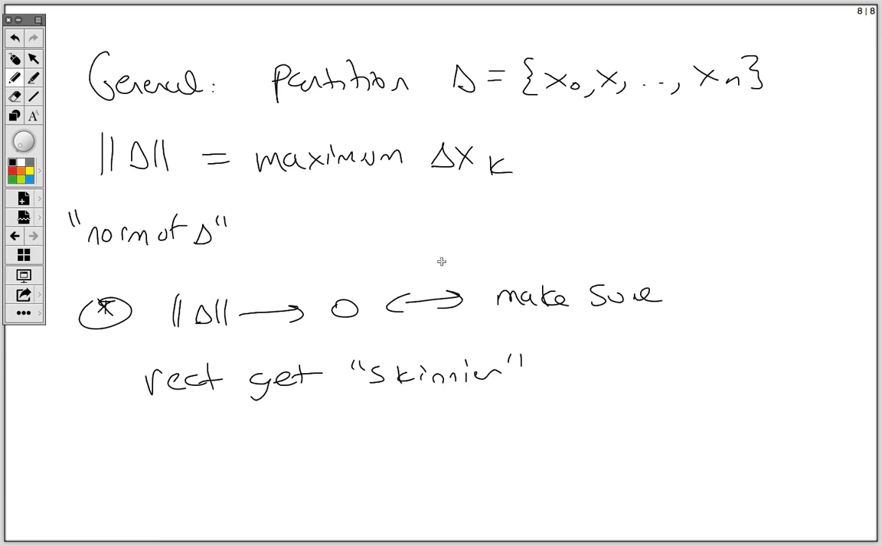So even if you don't chop it up into equal pieces, what you want is for all of the rectangles to get skinnier and skinnier and skinnier.